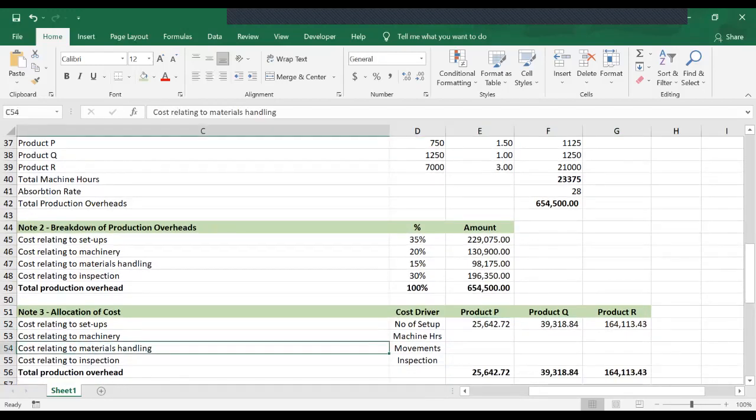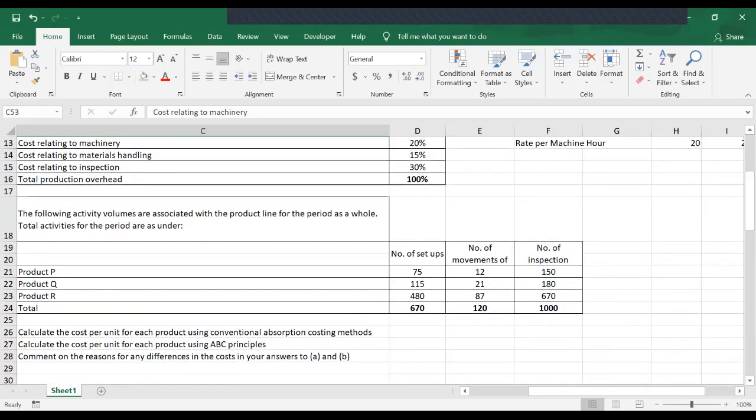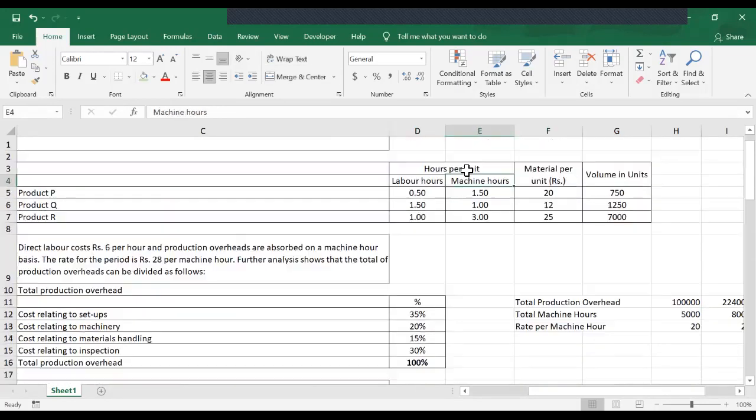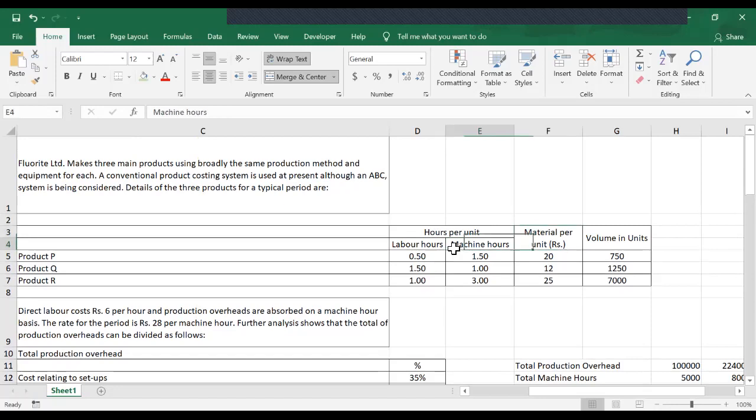Now the cost related to machinery. This one is not so obvious, how to calculate the cost driver. You have to check the cost drivers that are given to us, and find out which one is the most appropriate. We have number of setups. For machine cost, number of setups does not really make sense. Number of movements of material does not make sense. Number of inspections does not make sense. So labor hours, machine hours. We have machine hours given, so I believe that machine hours is the best option that we have been given.